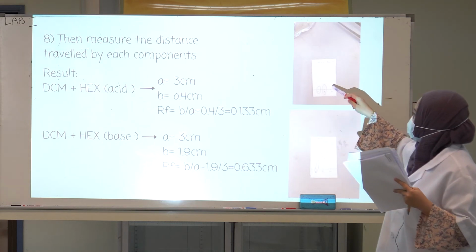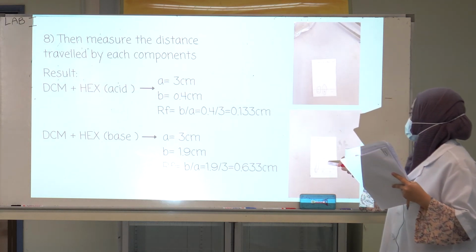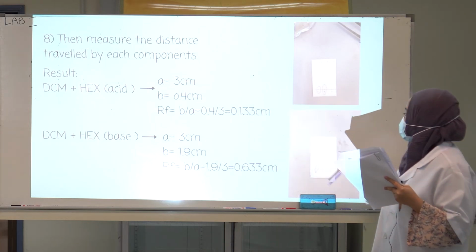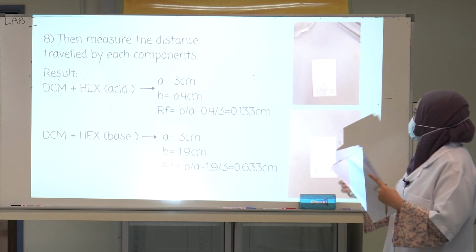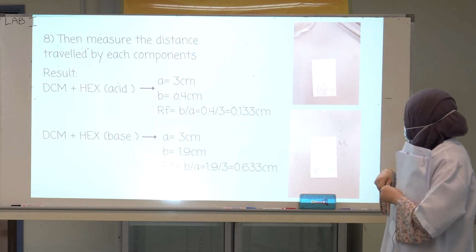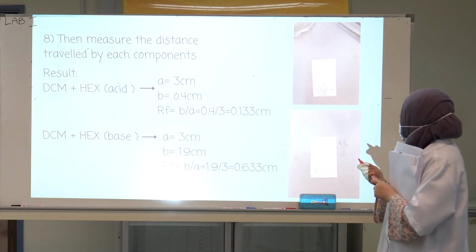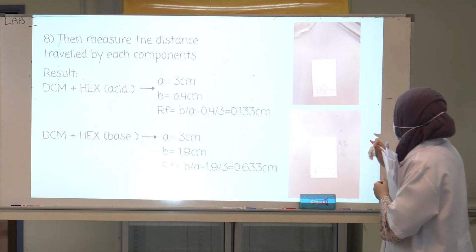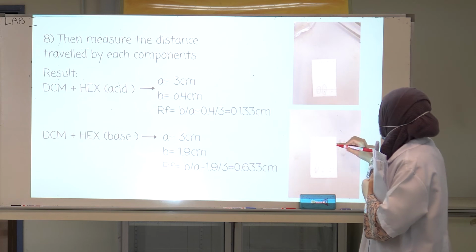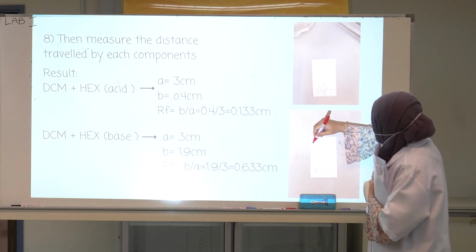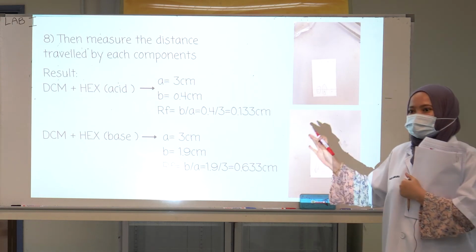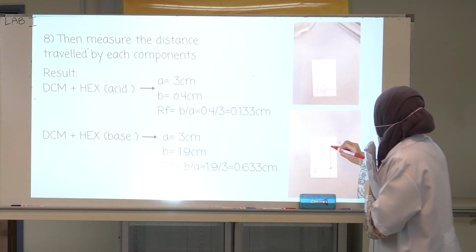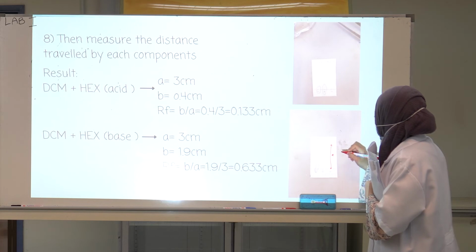This is hexane, and this is DCM and hexane. This is the result. In order to measure this, how do we get A? A is the distance from... Can you guys see the picture? Okay. This is how you get A, the distance for A.